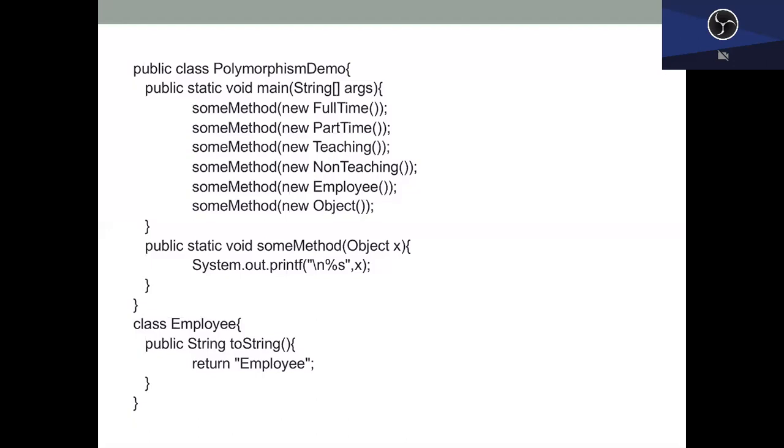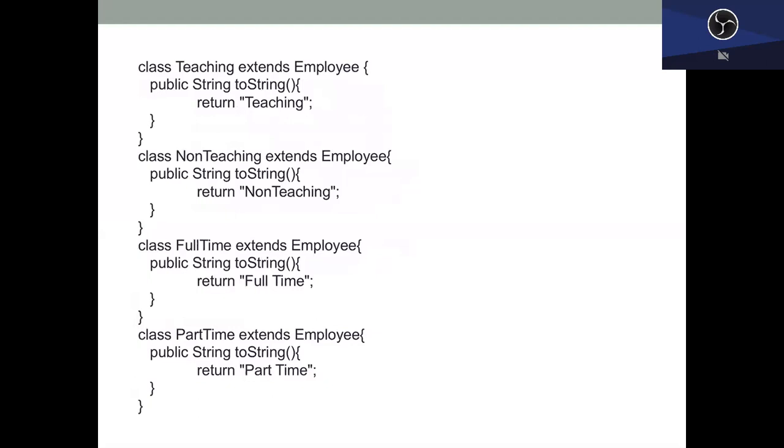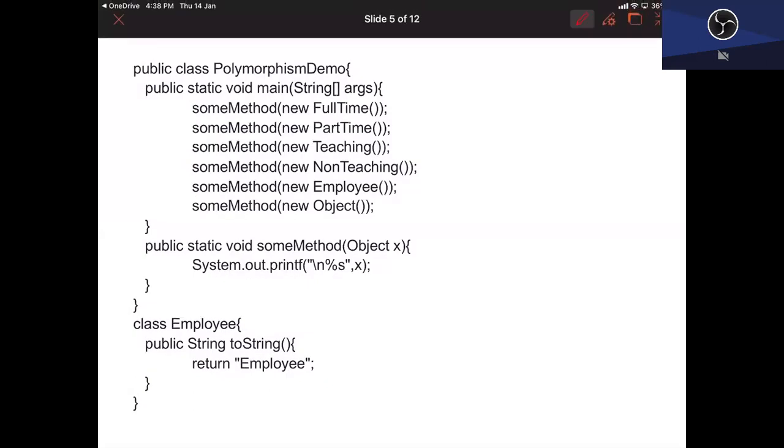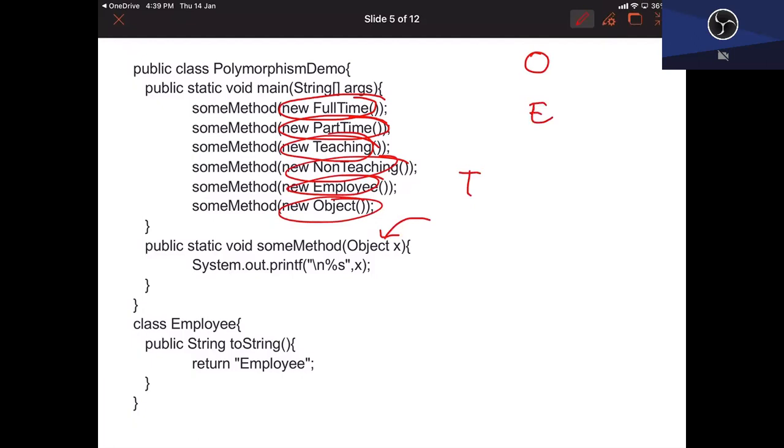So coming back to our method here, sum method, you can see it is taking this object X. And what we are passing here? We are passing an object of full-time, an object of new part-time, then teaching, non-teaching, employee, and object. So object, employee, teaching, non-teaching, full-time, part-time. Okay. And in the method sum method, we're trying to print that object X. Its declared type is this.